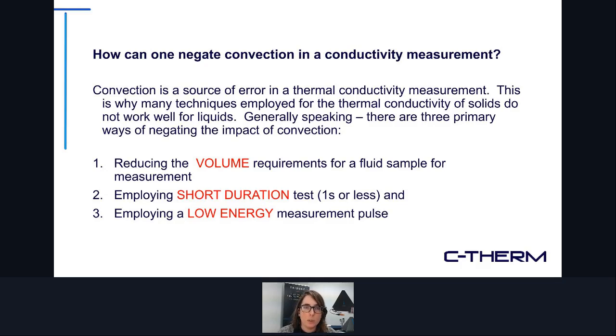The first one is that you want to reduce the volume requirements of the fluid sample for measurement. What that does basically is it increases the amount of friction that the fluid is experiencing because it's in contact with the wall of the vessel that you're using to contain it. And by increasing the friction, you discourage the onset of convection. So basically, you're using the fluid's viscosity to your own advantage.